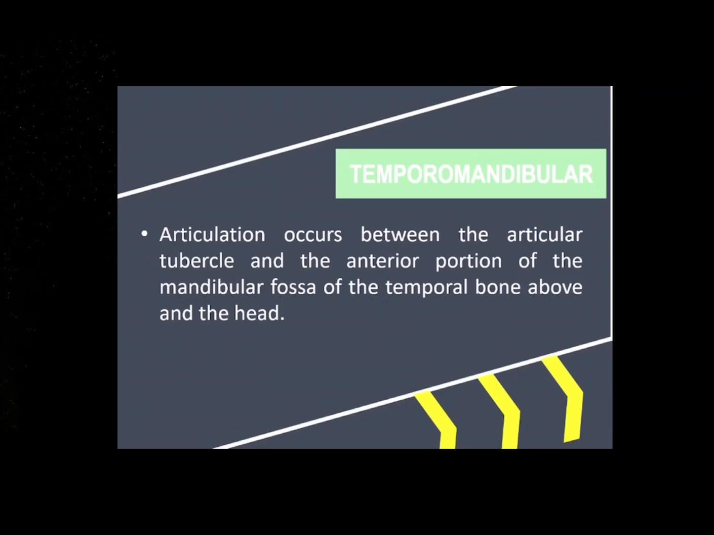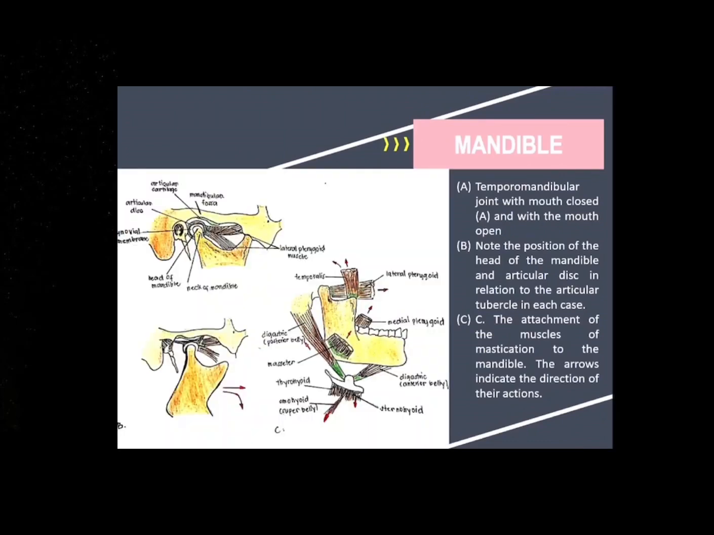Type of joint. The temporomandibular joint is synovial. The articular disc divides the joint into the upper and lower cavities. Temporomandibular joint with the mouth closed and with the mouth open. Note the position of the head of the mandible and articular disc in their relation to the articular tubercle in each case. The attachment of muscles of mastication to the mandible. The arrows indicate the direction of their actions.